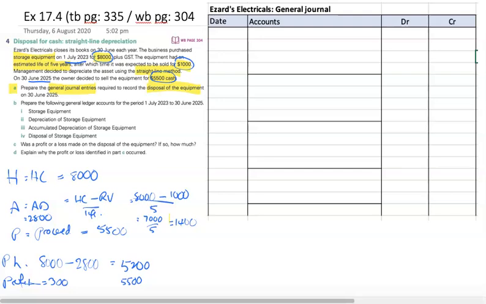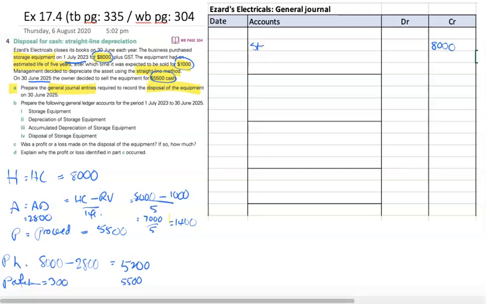And I highly recommend that you write HAPPEL on the side of your paper, work these answers out, and then actually doing your debits and credits is relatively simple. I'm going to transfer the historical cost off my books. I originally recorded this storage equipment as a debit for $8,000. So to get rid of that $8,000 debit, I'm going to do a credit.